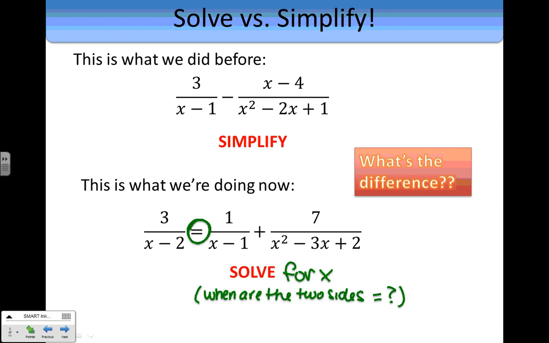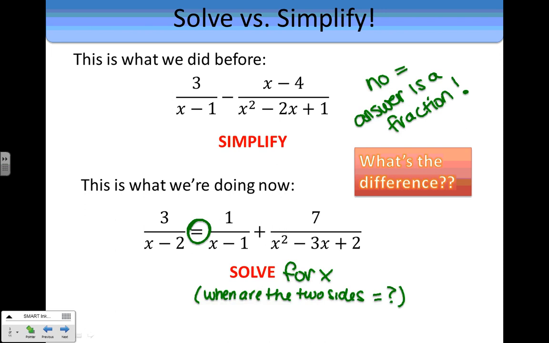So the difference is my expression does not have an equal sign. So when I simplify it, my answer is a fraction. Now this is really important to remember. When I have no equal sign and I just have two expressions that I'm trying to subtract or add or multiply or divide, and there's no equal sign, my answer will be a fraction.